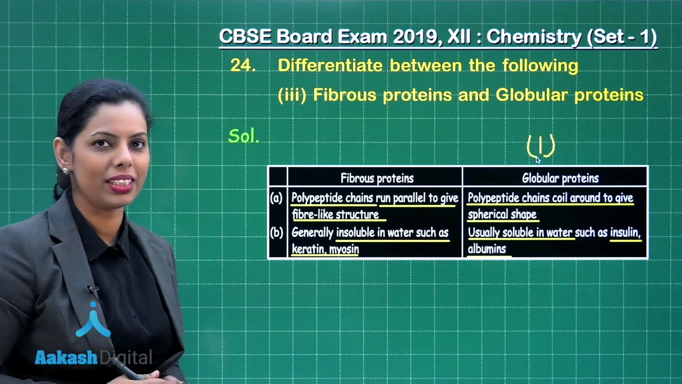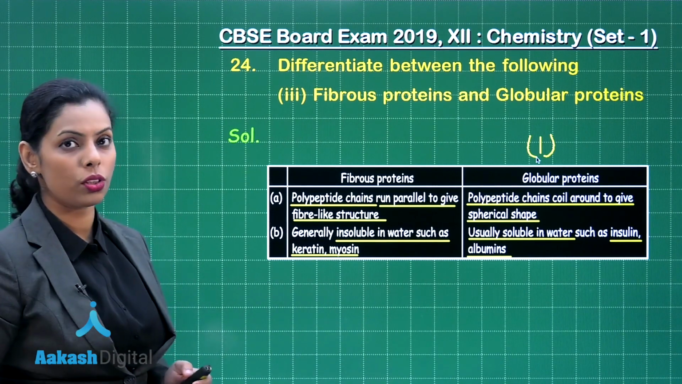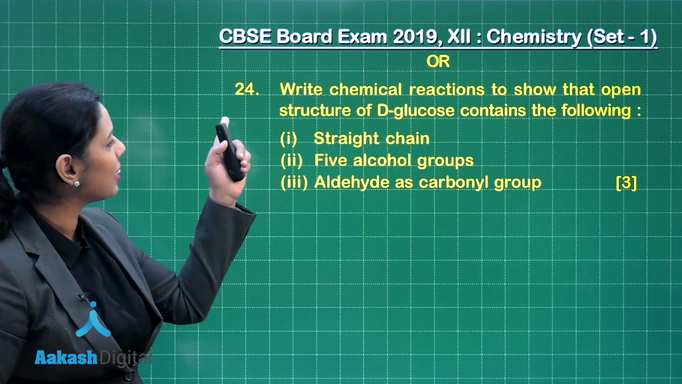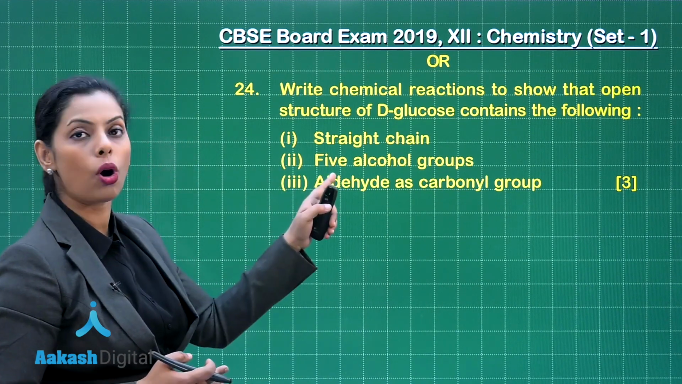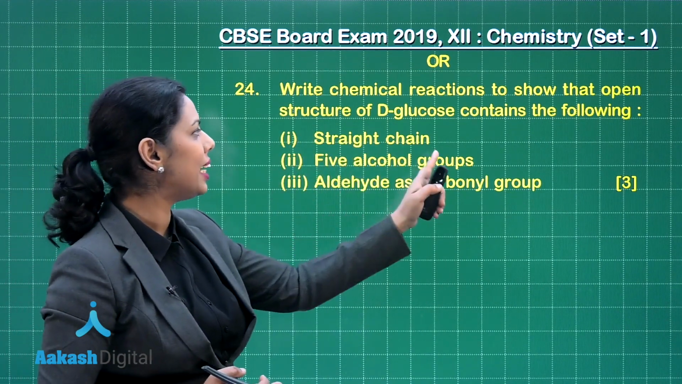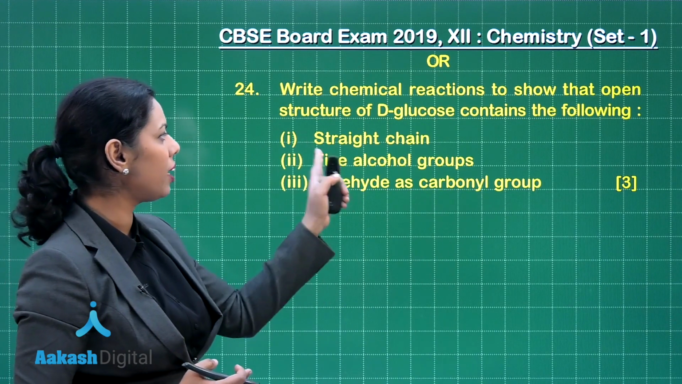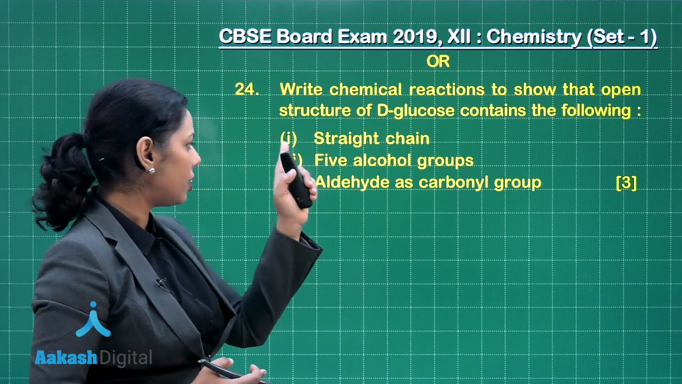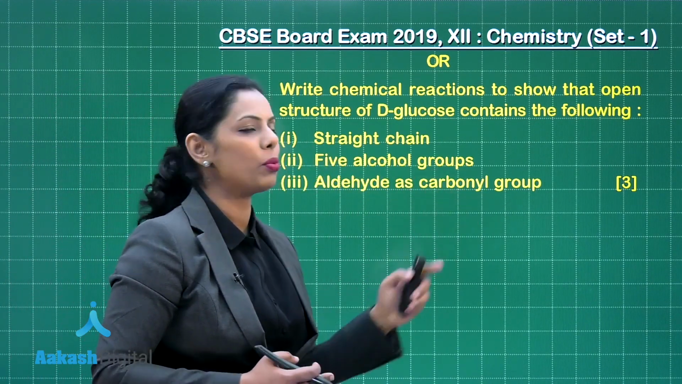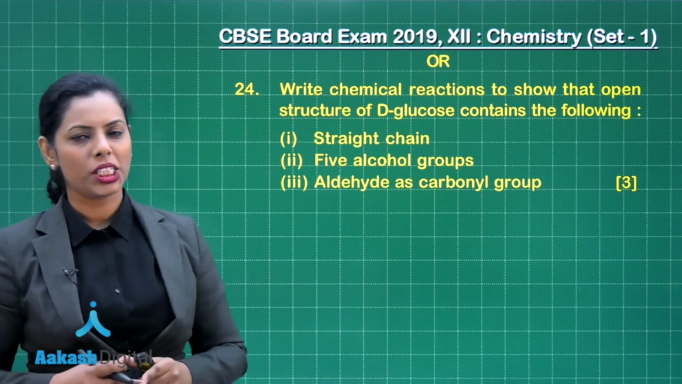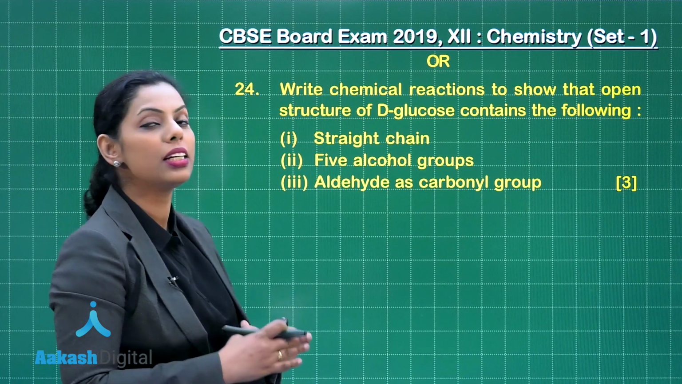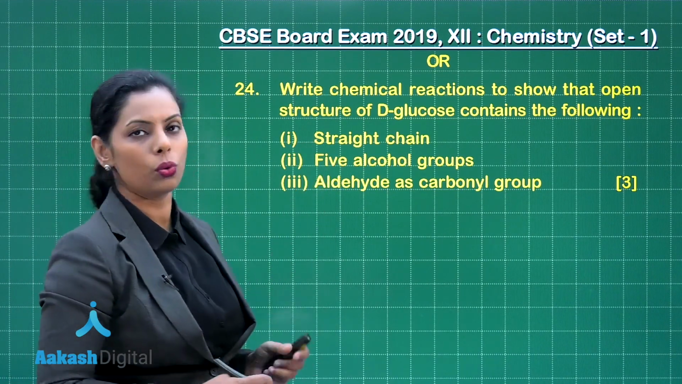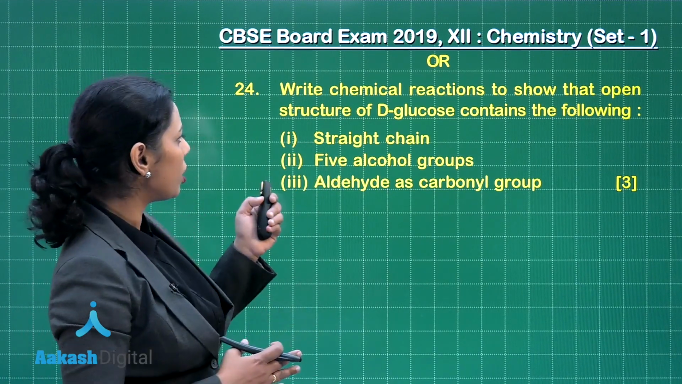Now, after this, it is the turn to check the next choice of this question, and that is given here. Write chemical reactions to show that the open structure of D-glucose contains the following. One is a straight chain, then 5 alcohol groups, and the third one is an aldehyde as the carbonyl group. In this particular question, you have to give the reactions to represent these features of D-glucose. Let us provide the reactions one by one.